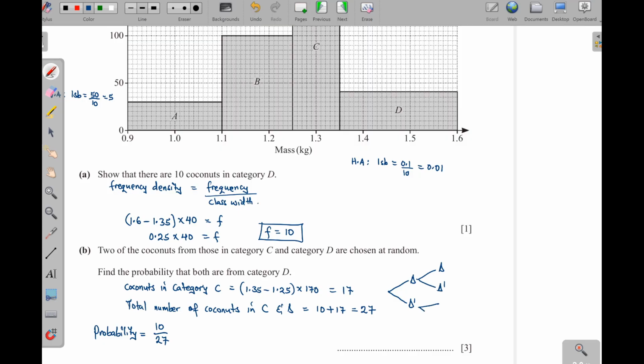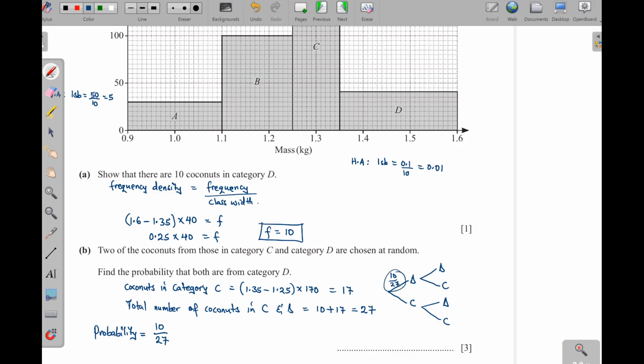Of course, if you are not getting a D, then you are getting a C, not so? So can I maybe modify it just like that? You're getting a C, then D, then C, then D, then C. So how many do we have in D? They are 10. Then out of the 27, that is the probability of picking a D at first. Not so? 10 out of 27.